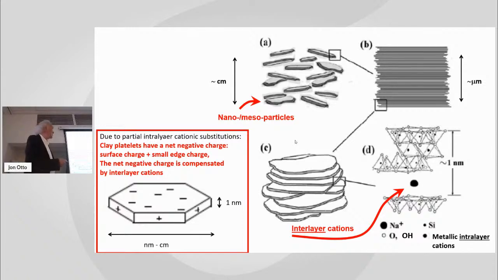Therefore, near this surface, there are cations that compensate for the surface charge. If there is no water or liquid present near this system, the cards stack, and there are what we call interlayer cations, the charge-compensating cations in between every card in the stack. Those interlayer cations are loosely bound in the structure. They can be replaced easily with other cations, or other species that have a charge. And that's important for what I'm going to talk about.